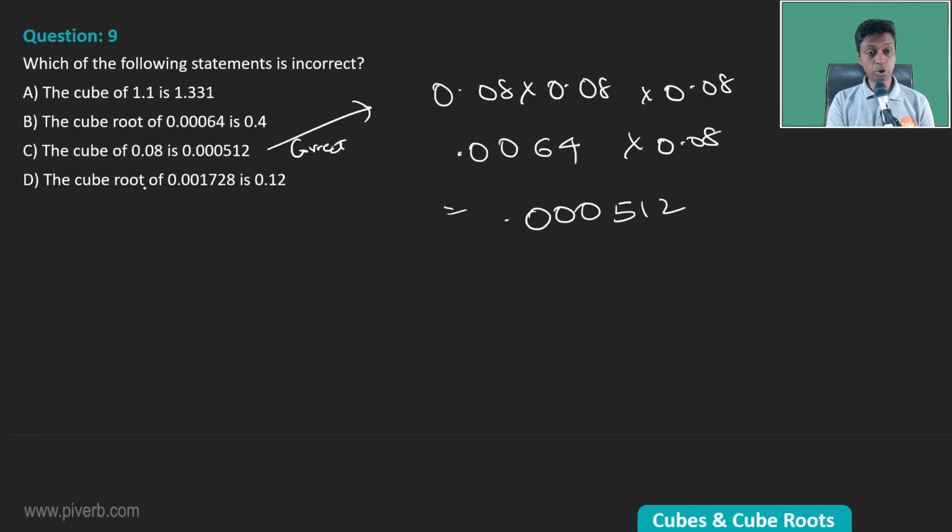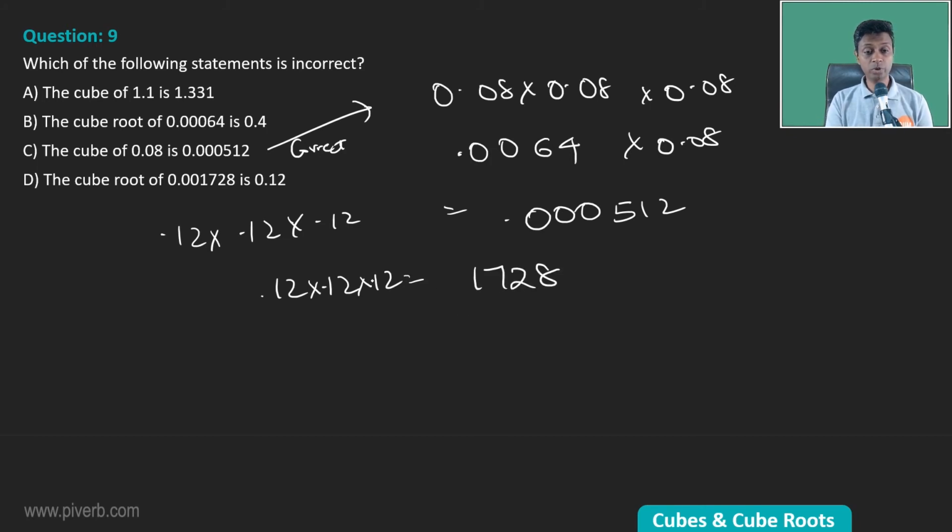The cube root of 0.001728 is 0.12. 0.12 into 0.12 into 0.12. 12 into 12 into 12 is 1728. 0.12 into 0.12 into 0.12 will be 6 decimal places. It will be 0.001728. This is also correct. The only one that is incorrect is this one.